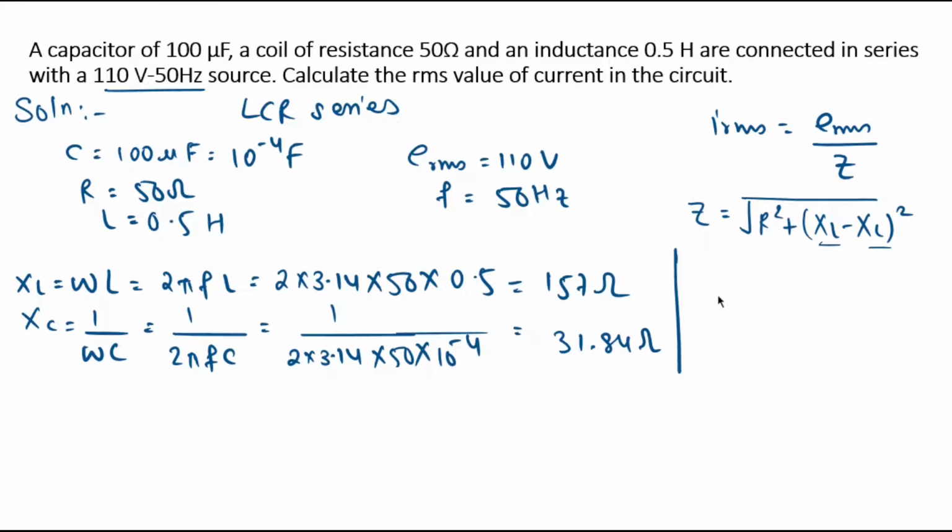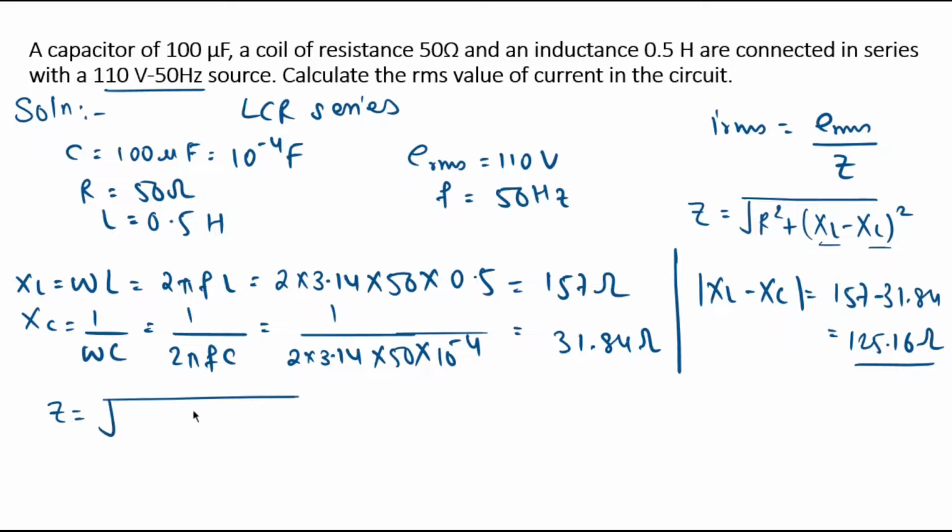Now let's calculate the reactance of the circuit, which is given as XL minus XC, which can be written as 157 minus 31.84, which is equal to 125.16 ohms.